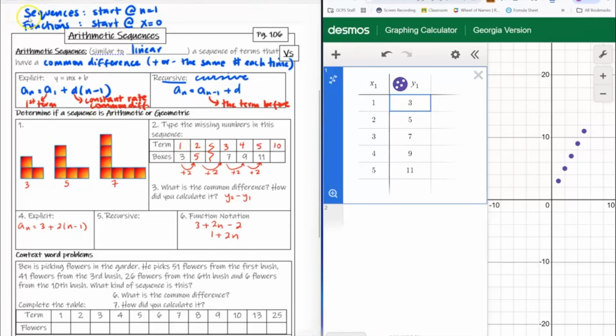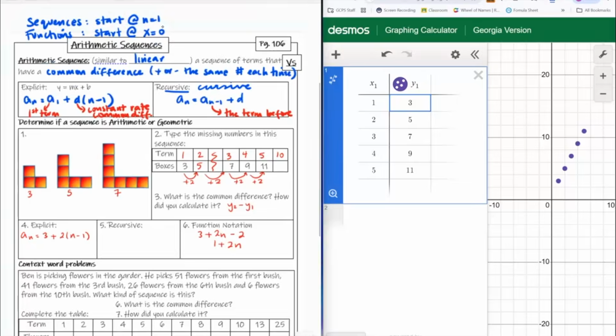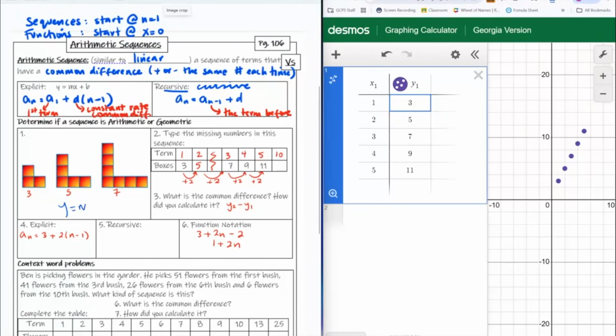So remember, the only difference between sequences and functions is that sequences start at 1, but functions need to start at 0. Knowing that my equation for a function is y equals mx plus b, where m is the common difference, and I already know the common difference is 2, that's going to be y is equal to 2x, and all I need to find out is what b is. B is the 0 term.